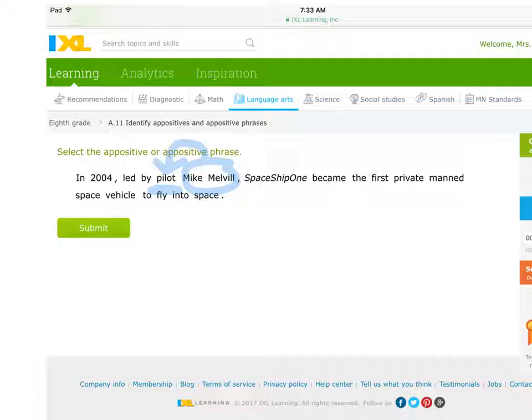Pilot is a noun. Mike Melville is a noun. It's a noun describing a noun, and that is what an appositive is, a noun describing a noun. But I can't take Mike Melville out because that's the more specific information. I can't say, led by pilot, Spaceship One became the first. It doesn't make any sense. So I have to keep Mike Melville. It's essential, so it's not surrounded by commas, so it's just a little harder to find, but Mike Melville is my appositive.